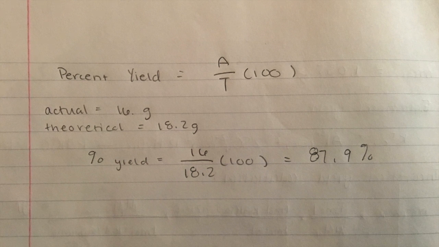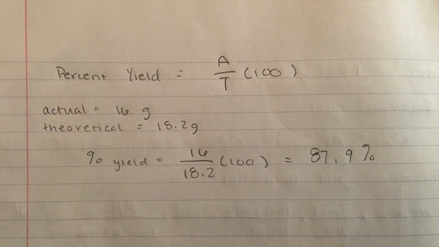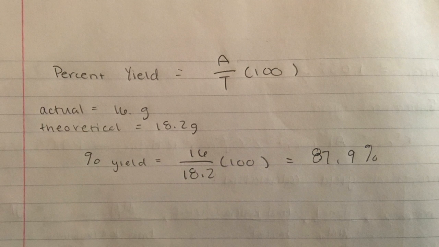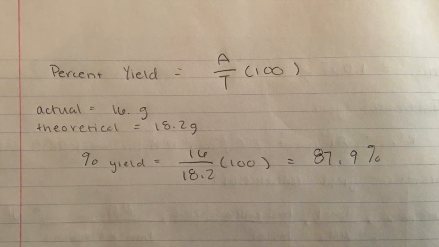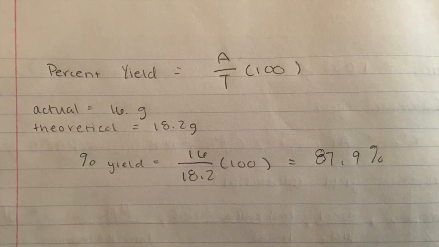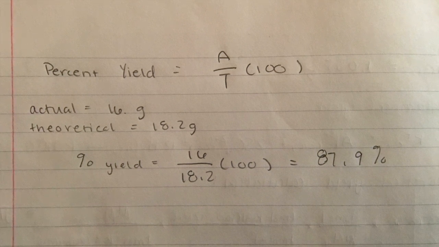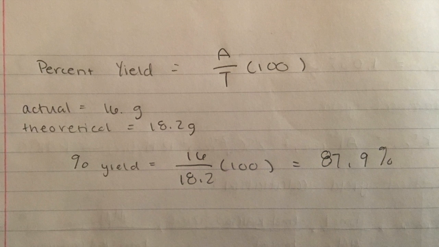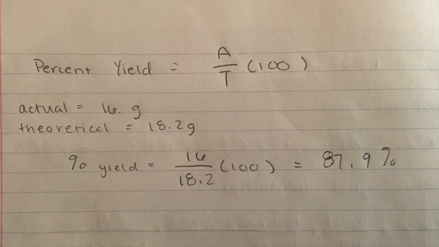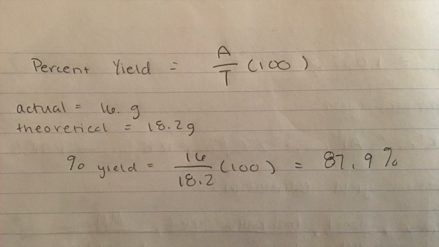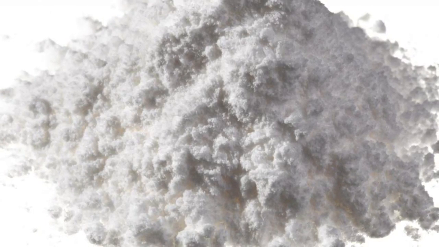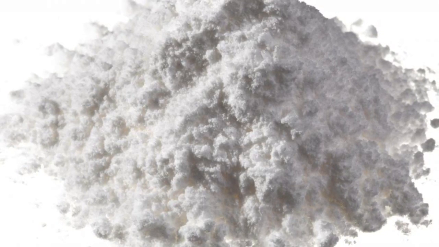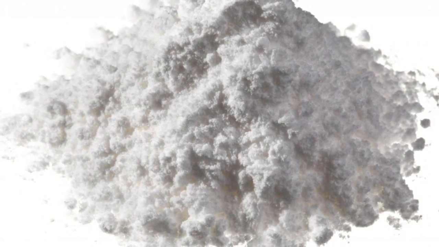The equation to find the percent yield is actual yield divided by theoretical yield times 100. The mass of our synthesized alum, or the experimental yield, was found to be 16 grams. I then plugged these values into the equation to find that our percent yield was 87.9%. Our experimental yield was not exactly 100%. This could be because of a couple reasons.